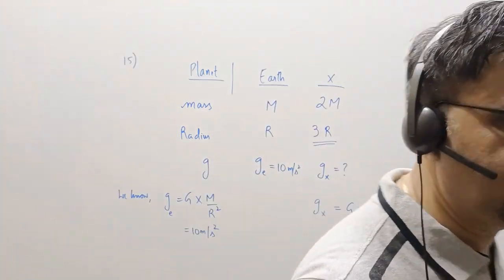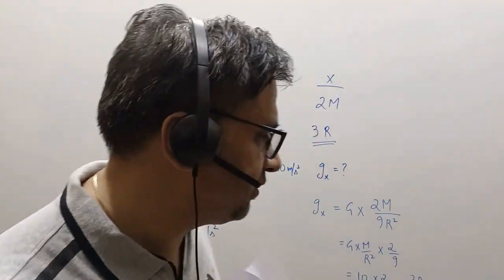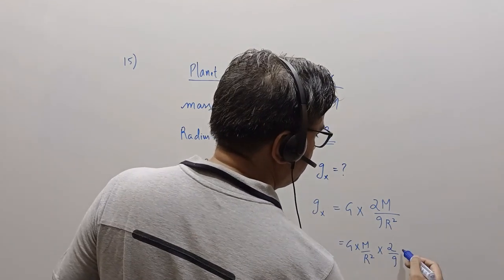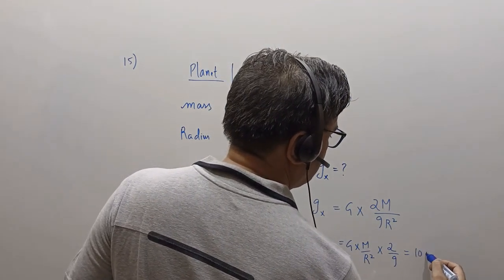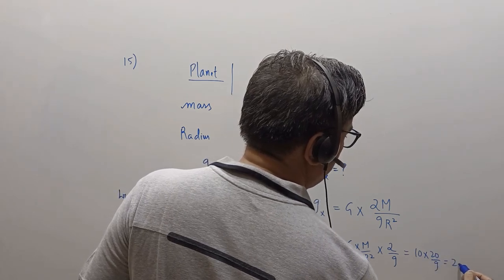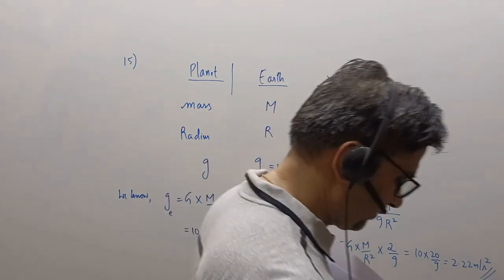So this is the acceleration due to gravity, 2.22. That's going to be the acceleration due to gravity on this planet. So this comes to 10 into 2 by 9, which is 20 by 9, and this will be 2.22 meter per second square.